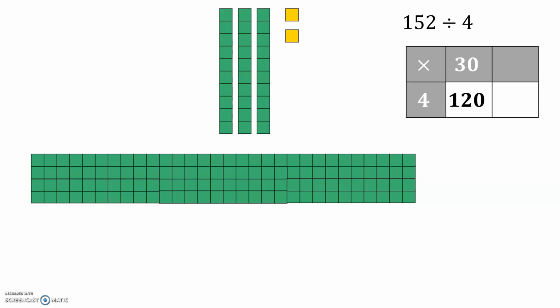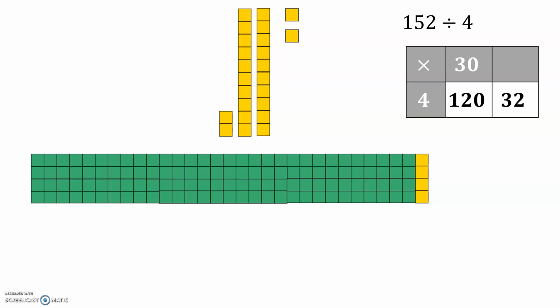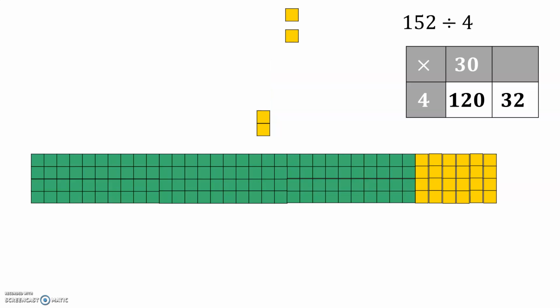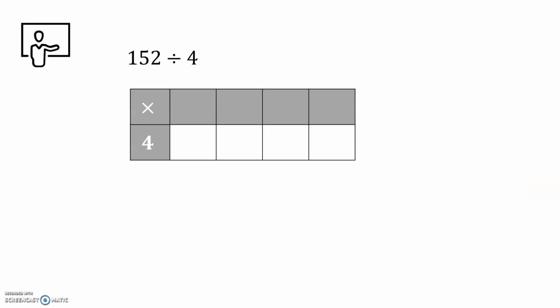So to make this easier to work with, I'm going to exchange those 3 10 rods into 10 of those unit cubes. So each one of those 10 rods is now 10 units. Just to make it easier to work with, we keep creating the rectangle with a height of 4, and we can see here that that would be 8. Okay, and again, 4 times 8 is 32. So 152 divided by 4 would be 38.